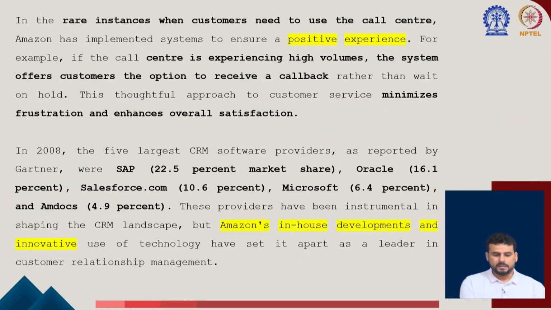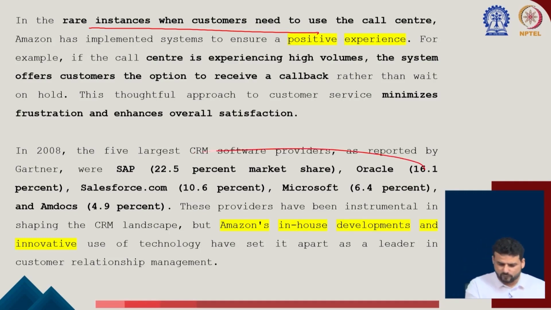There are rare instances when a customer needs to call the center. Even then, Amazon should provide the best positive experience. Customers face problems, maybe wrong billing information, a wrong product delivered, or a return not picked up. So how are they enhancing your experience? If they are experiencing heavy traffic on their call centers, they ask you to push the callback button and send a message. You just mention the time, and they'll call you back as per your availability.